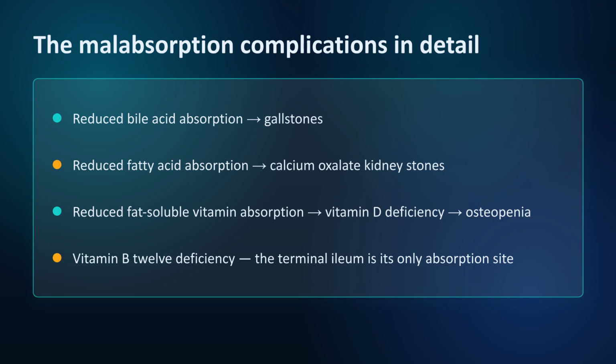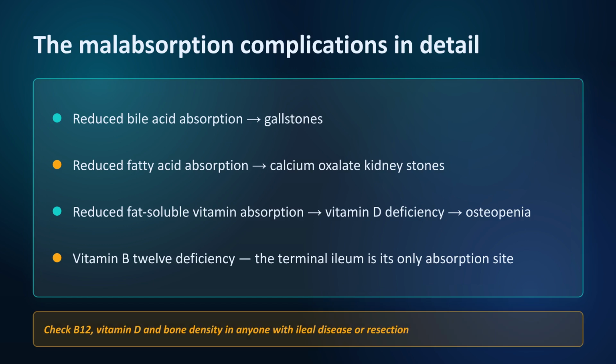And add vitamin B12, which is absorbed in the terminal ileum and nowhere else in the gastrointestinal tract. So ileal disease or resection produces B12 deficiency directly. Practical instruction. In anyone with ileal disease or an ileal resection, check vitamin B12, check vitamin D, and get a bone density scan. Repeat those studies periodically. Deficiency develops slowly and silently over years.